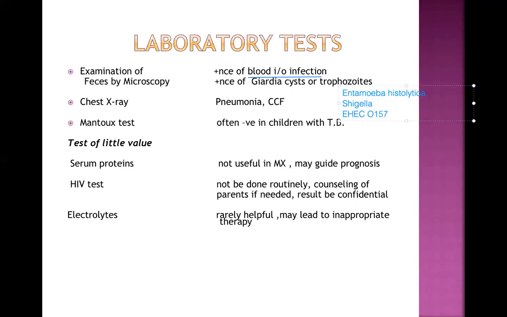O157, H7. This is the name: enterohemorrhagic E. coli O157:H7. Another bacteria causing a similar type of problem is Campylobacter jejuni. So these are quite familiar questions for you whenever this type of discussion comes up.